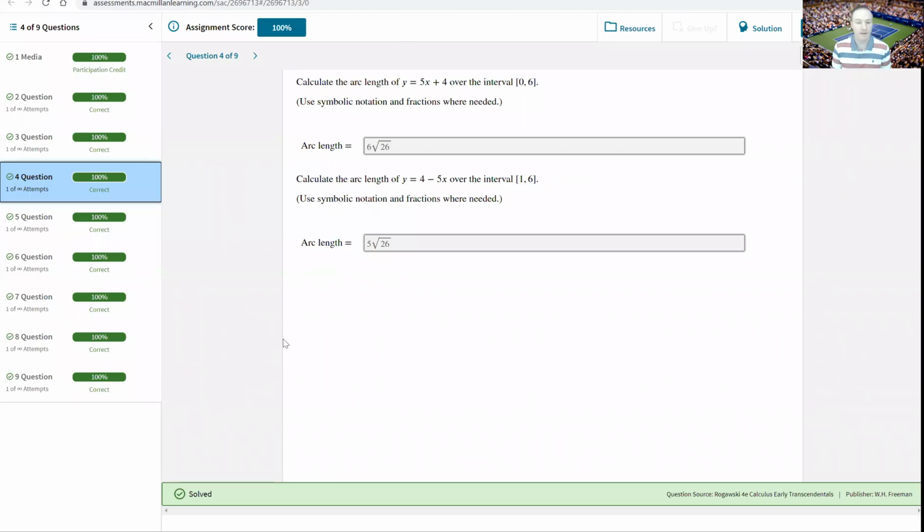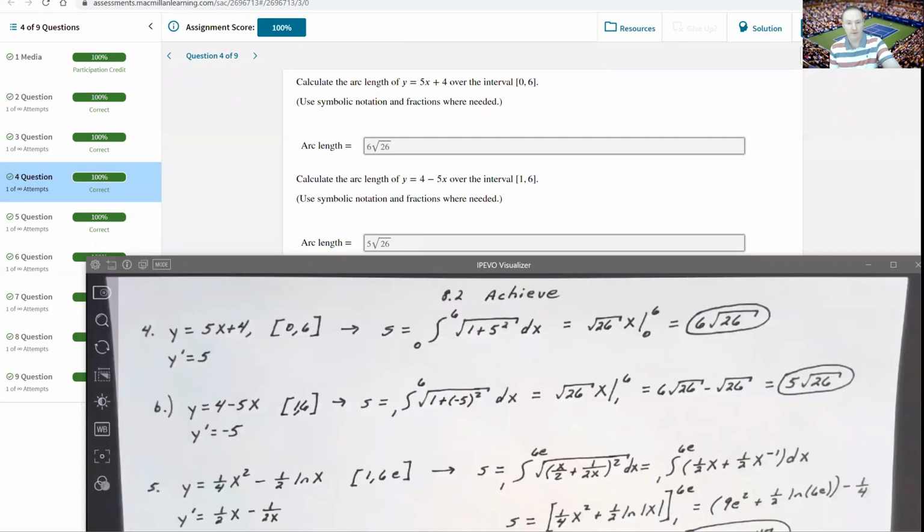Hi all, let's take a look at the Achieve homework assignment for section 8.2. The first three problems of this assignment, there's really no work to be shown in them. It's just watching a video that they have along with using some of their tools from Desmos to answer questions about arc length. So I want to start with question 4 with you, the first one that we actually have to do some work in.